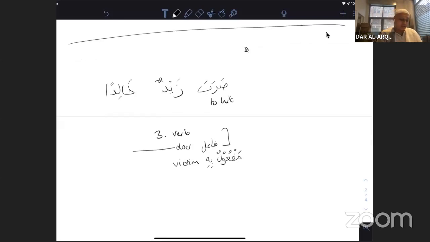One thing to know about the doer is it's always marfu'. The doer has to be marfu'. That's the way we recognize that it's the doer, it's the fa'il. And the victim is always mansub.